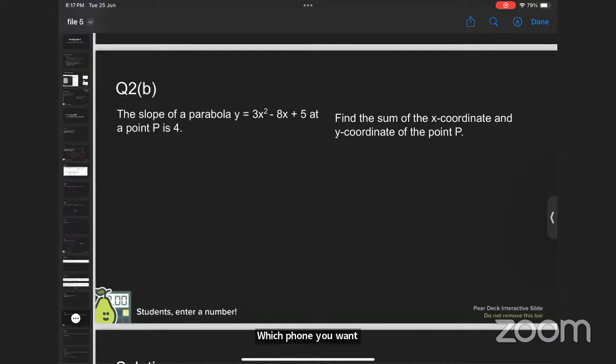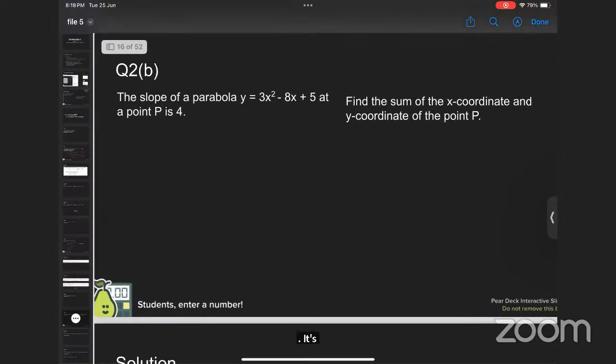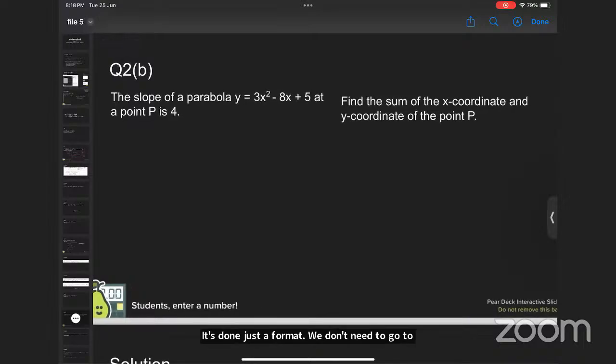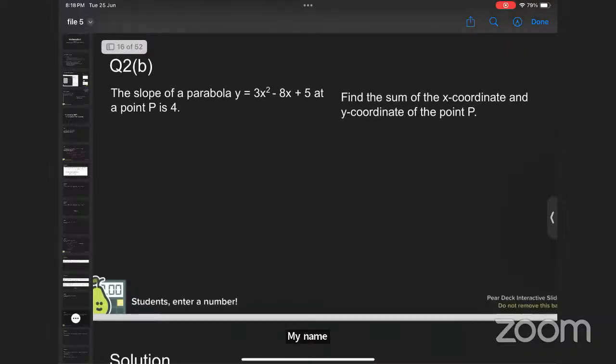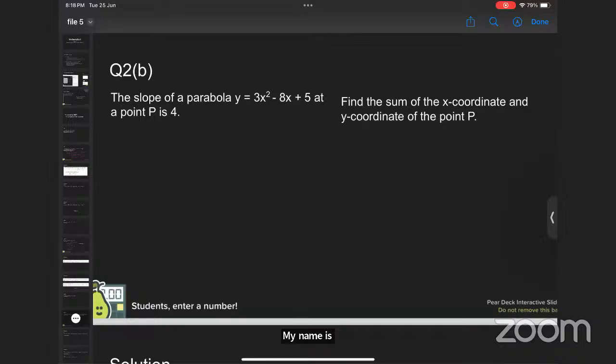Ma'am, they thought that we have to go to the Parabola website and enter the code. They want the Parabola code, ma'am. No need, it's just a format. You don't need to go to peer deck. In the stats class they use the Parabola now. Okay, this is for the stat class. In this class, no need to go to peer deck. Yeah, no problem, ma'am.